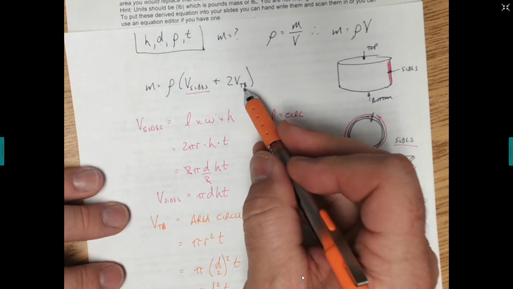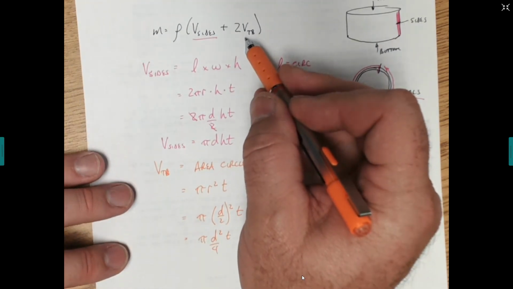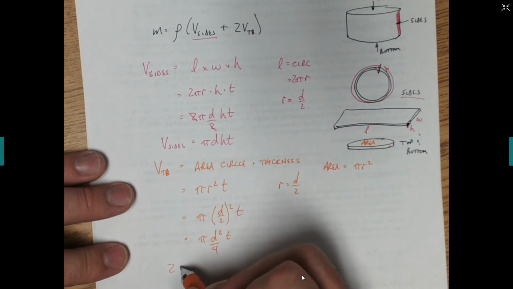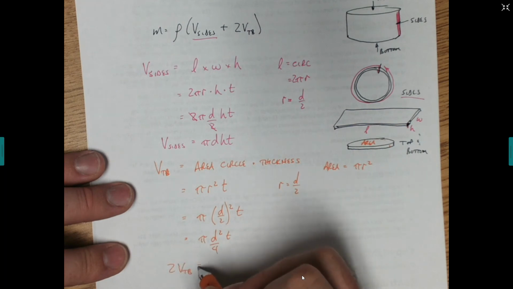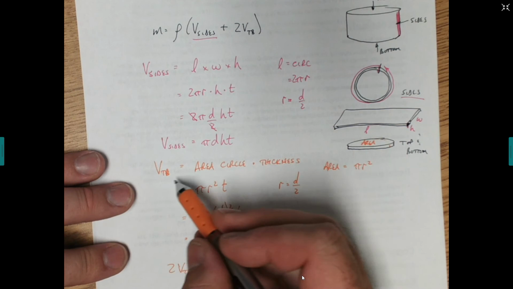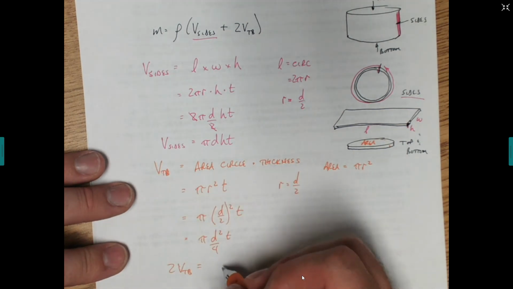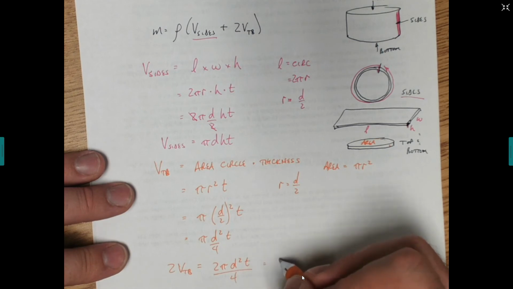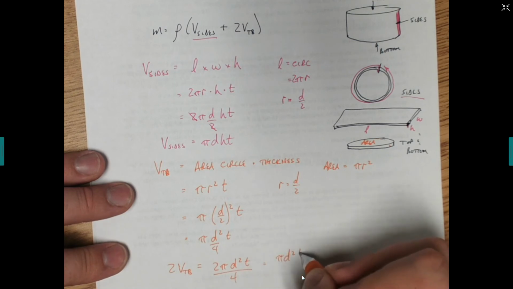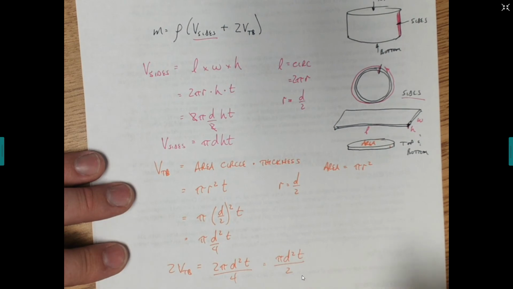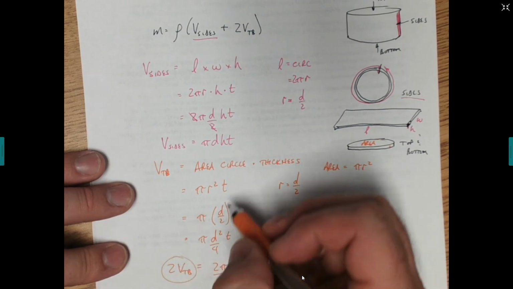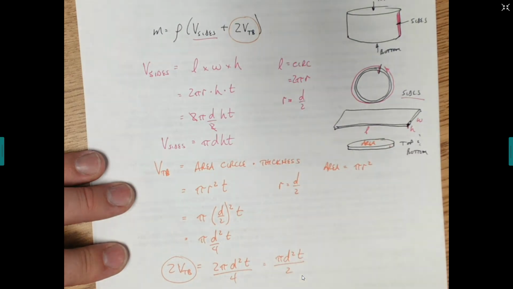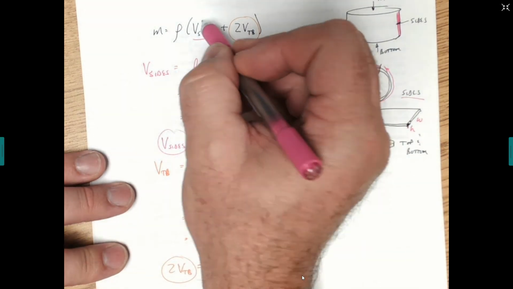But what did we want? We wanted 2 times the volume of the top bottom. So 2 times the volume of the top bottom, right? Because we just found volume of the top, but we want both, so we have to put the 2 in front, is equal to 2 times pi times d squared over t, and all that's over this 4. Well, 2 over 4 is just 1/2, so that's equal to pi d squared t all over 2. And now we have this, which is going to go here. We have this, which is going to go here.